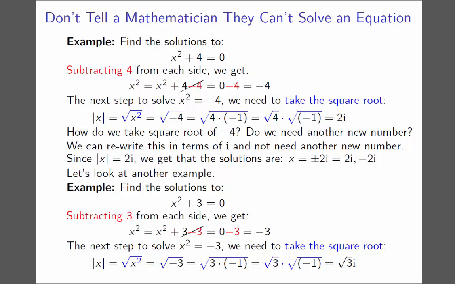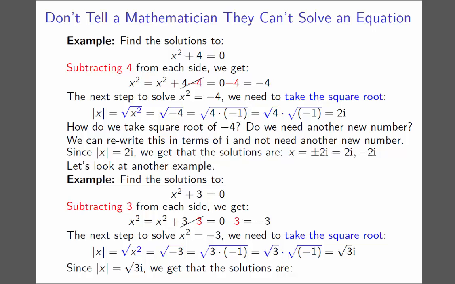And now to finish our problem, since the absolute value of x is the square root of 3 times i, we get that the solutions are x equals plus or minus the square root of 3 times i, which is the square root of 3i and negative the square root of 3i. So now using this new number i, we can solve equations that we could not have only using real numbers.